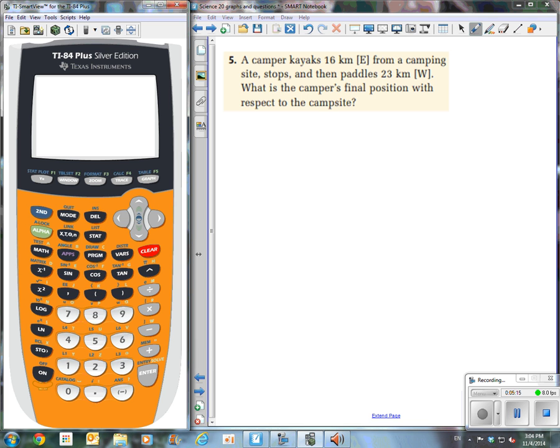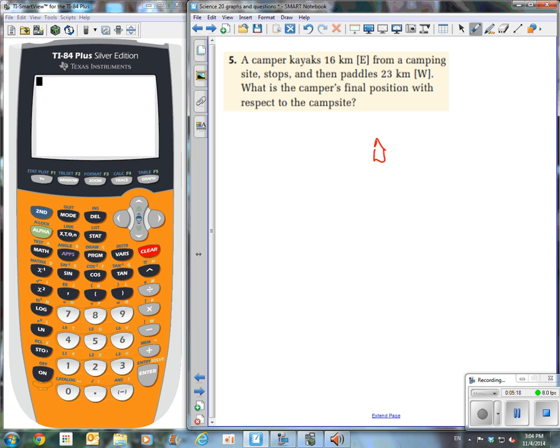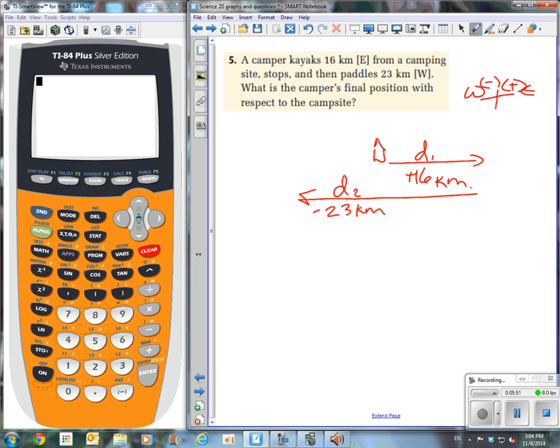Well, campsite. The camper kayaks 16 kilometers east from a camping site. So in this case, we're going to do east, west, something like this. So 16 kilometers, then turns around and paddles 23 kilometers, and we're going to say that's a negative. So this is the distance first that they traveled, and this is the distance second that they traveled.